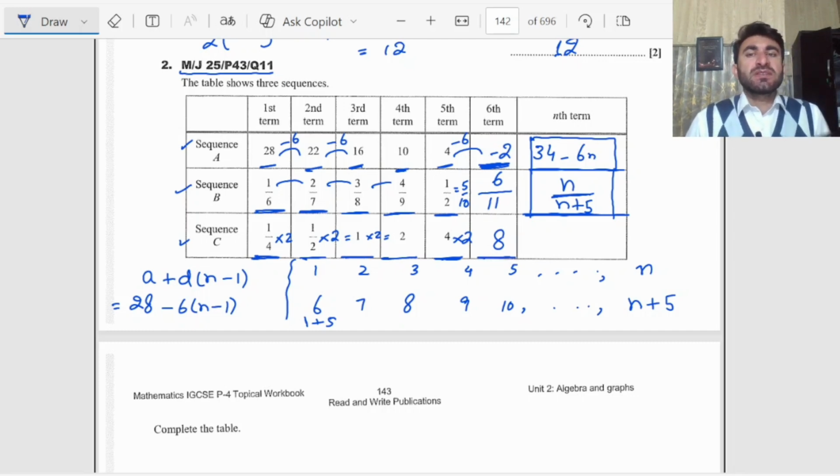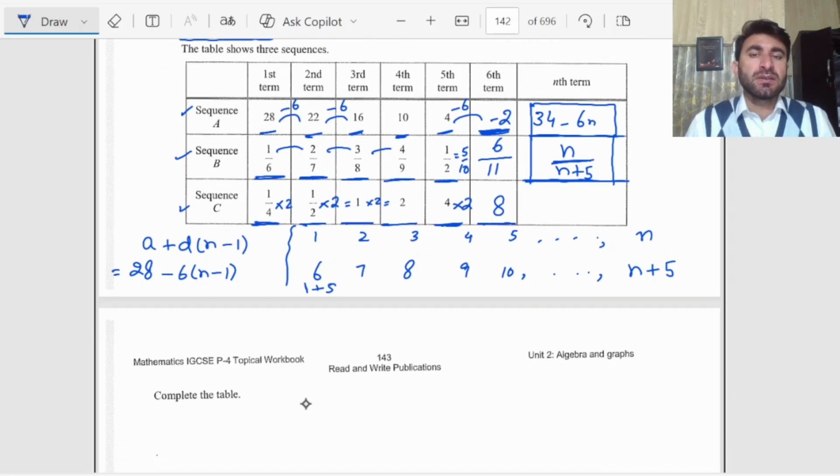And as we see, the term to term rule for this sequence is multiply by 2. So it is a geometric sequence or an exponential sequence. And the nth term for a geometric sequence is a multiplied by r to the power n minus 1, where r is the common ratio, which is 2 over here, the number multiplied, and a is the first term, which is 1 upon 4. So it will be 1 upon 4 times 2 to the power n minus 1.